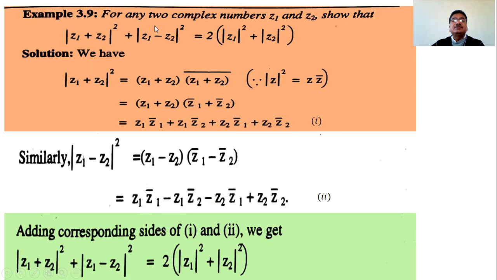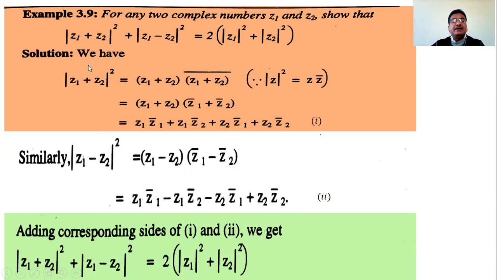And then consider mod (Z1 minus Z2) square, again by using this rule: (Z1 minus Z2) into (Z1 bar minus Z2 bar). Next step, the multiplication is, suppose, second: Z1 into Z1 bar, minus Z1 into Z2 bar, minus Z2 into Z1 bar, and minus minus plus Z2 into Z2 bar. And then adding equation number 1 and 2.